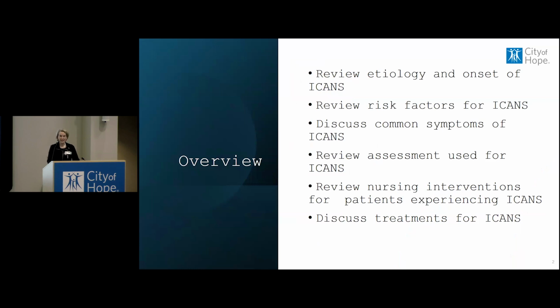So we're going to talk about the etiology and onset of ICANS, some of the risk factors that put patients at higher risk of developing ICANS, some of the common symptoms that are exhibited by patients who have experienced ICANS, assessments that can be used to categorize and grade ICANS, and then some of the nursing interventions for patients who do experience ICANS, and how those are treated.